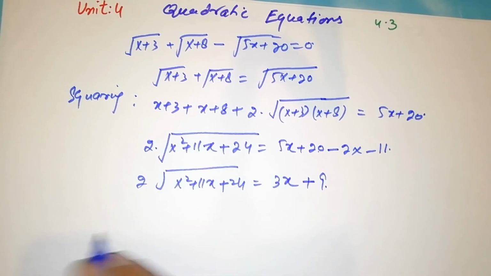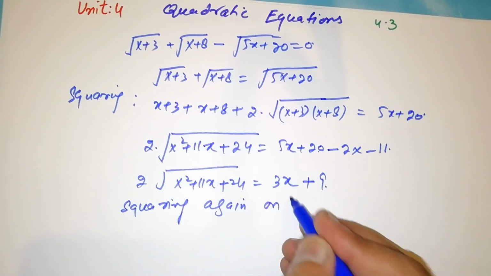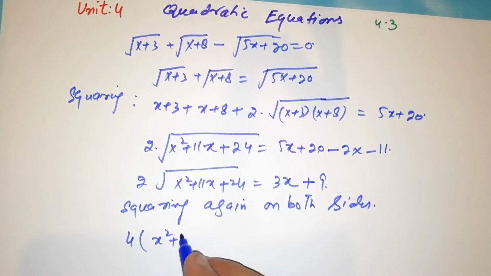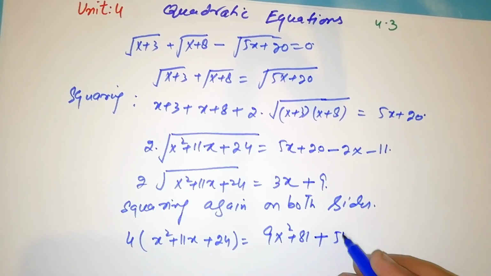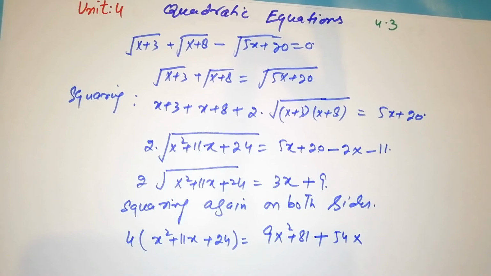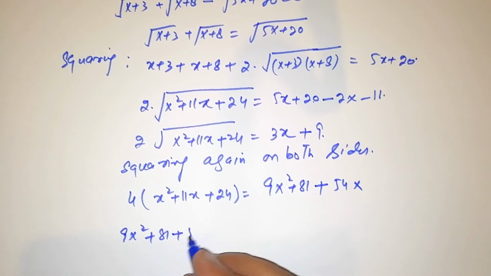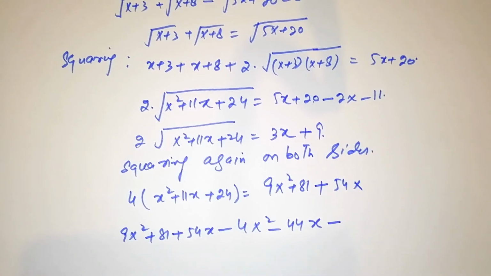So squaring, because we cannot divide. Okay, so squaring again on both sides. On this side, squaring, we have 4(x² + 11x + 24), that is 9x² + 81 + 54x. So further we want to simplify this term. So 9x² + 81 + 54x − 4x² − 44x − 96 = 0.